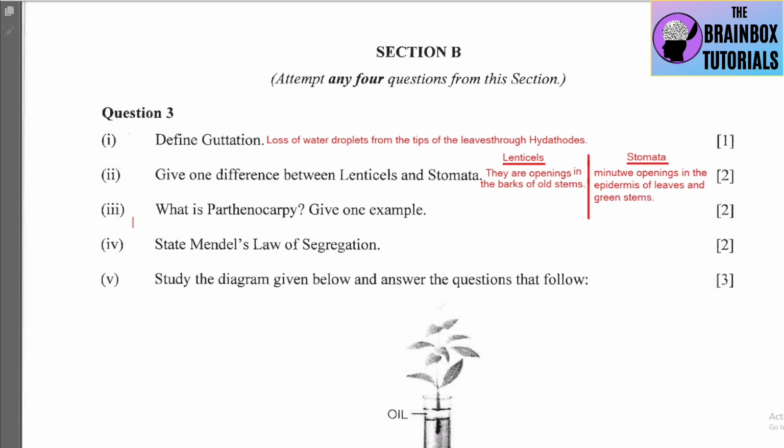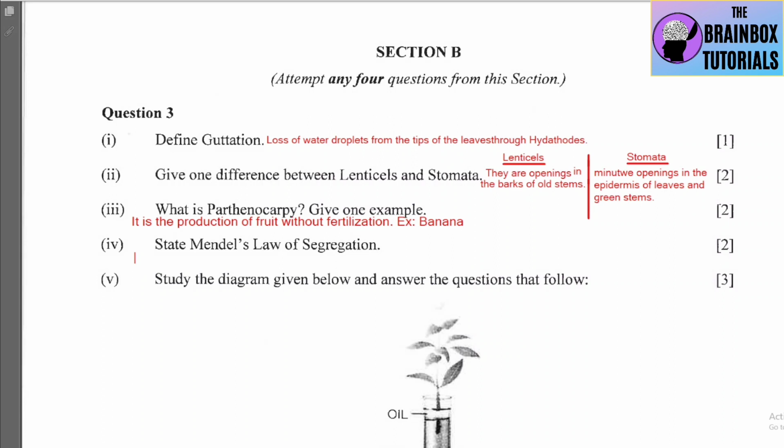Now part 3 is what is parthenocarpy? Give an example. So parthenocarpy, it is the production of, or you can also write development of, fruit without fertilization. And for example, you can write banana.